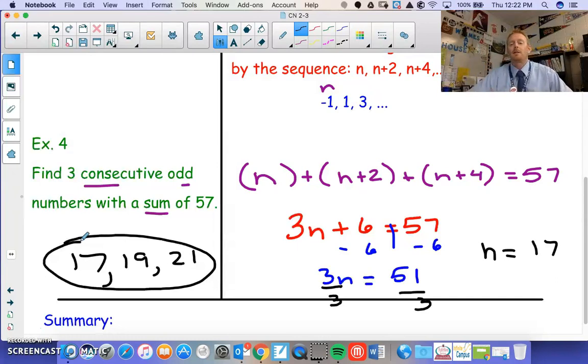All right, folks, that's what this lesson's all about: you being able to put numbers into equations and solve them appropriately.